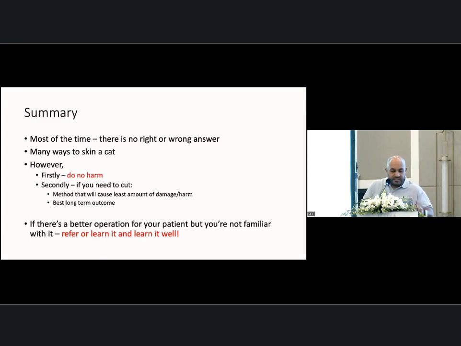There are many ways to skin a cat. However, firstly, don't do any harm. If you think you can't do a job properly, don't do it at all, or do the minimum. Do a decompression and give them some space, get rid of the pressure off the nerve, but don't do any harm. Secondly, if you do need to do a surgery, do the method that's going to cause the least amount of damage or harm to the patient, and the method that's going to give them the best long-term outcome as well. And also remember, the one thing that we don't do very well as surgeons is refer.